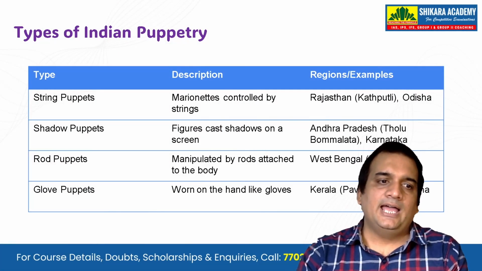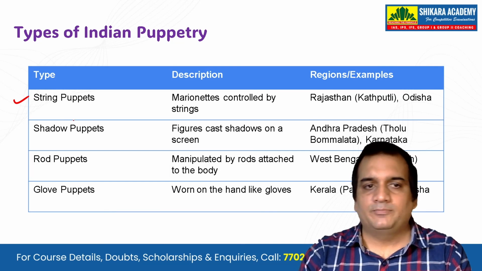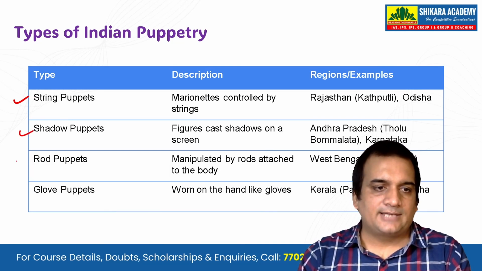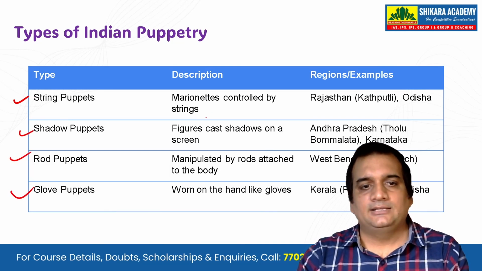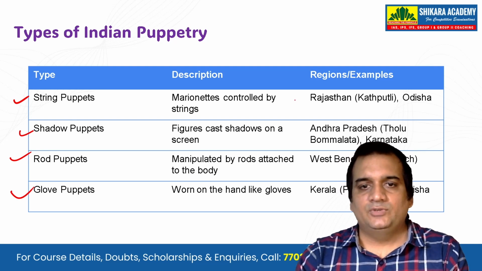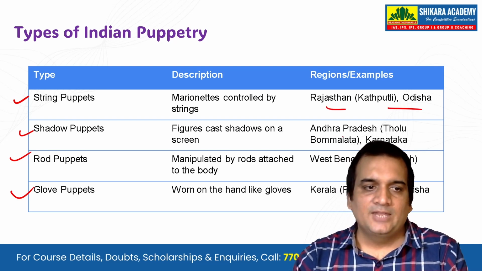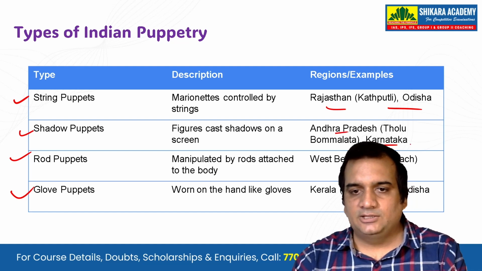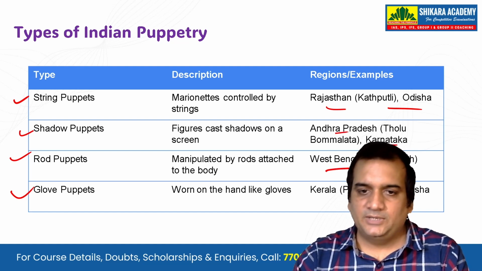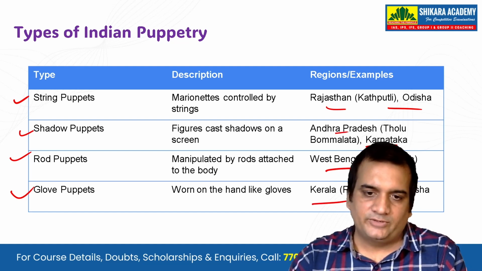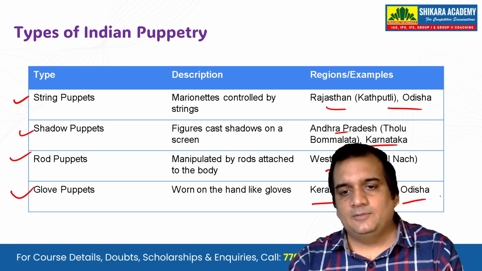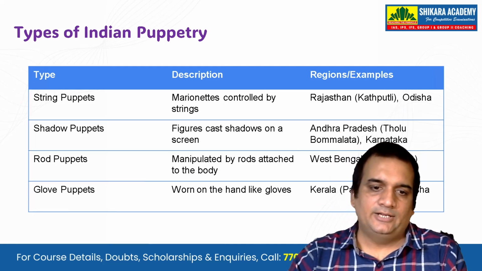So, we have basically four types of puppetry. One is string puppets, shadow puppets, rod puppets and glove puppets. Here you will see the regions: string puppets are basically in Rajasthan and Odisha. Then shadow puppets you have in Andhra Pradesh and Karnataka. Rod puppets basically in West Bengal, but other parts of India are also included. And glove puppets in Kerala and Odisha.